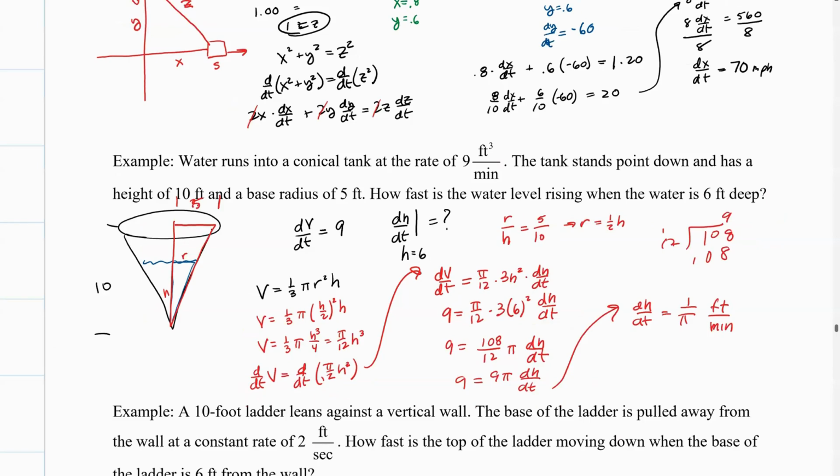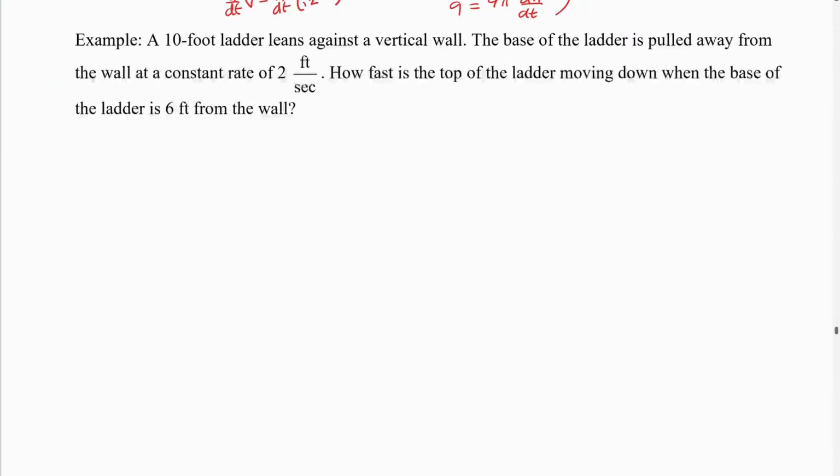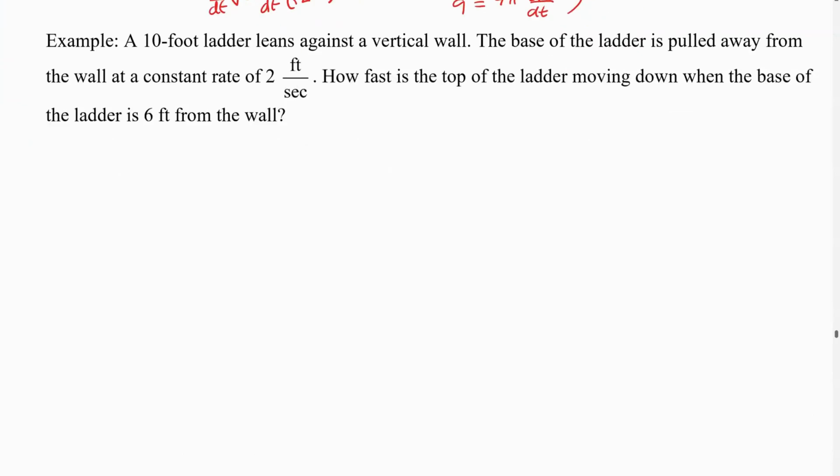All right. Last problem, I think. Yep, the ladder problem. It's a classic. A 10-foot ladder leans against the wall. So we know that the ladder is 10 feet long. The base of the ladder is being pulled away. So this distance x is changing, it's varying, and it's being pulled away. So dx/dt is 2 feet per second. How fast is the top of the ladder moving?